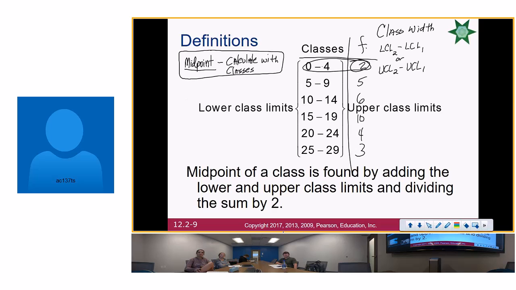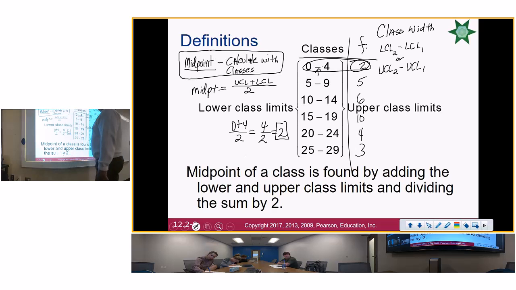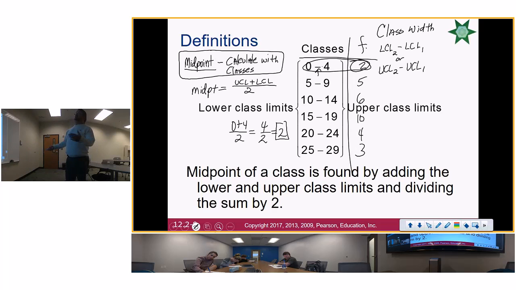All right. Now, how do you find the midpoint? The midpoint is equal to the upper class limit plus the lower class limit divided by 2. In other words, you're finding the average between the two. So what's 0 plus 4? 4. And 4 divided by 2? 2. So 2 is the midpoint between 0 and 4, which you all know.